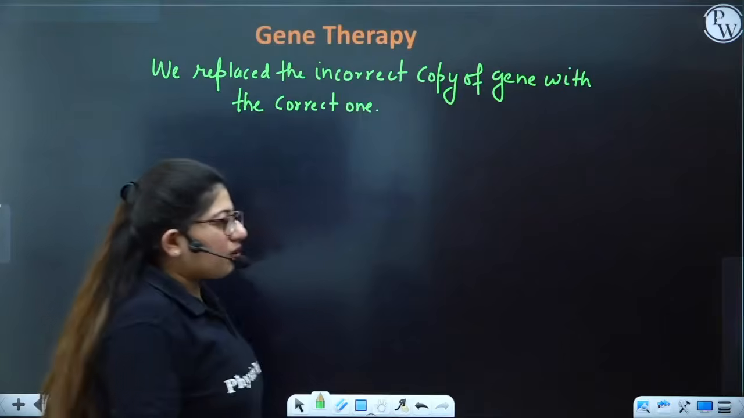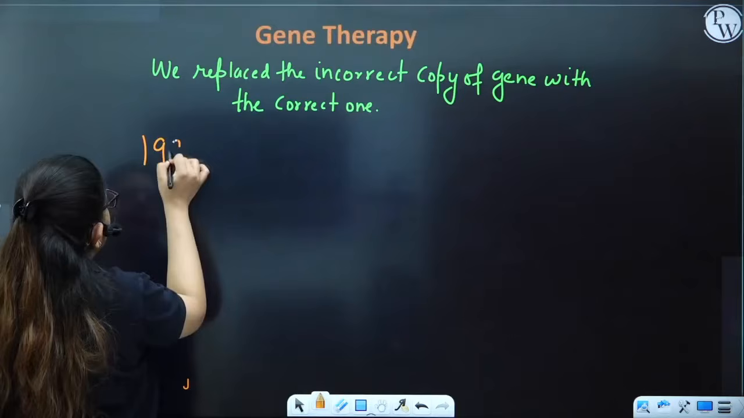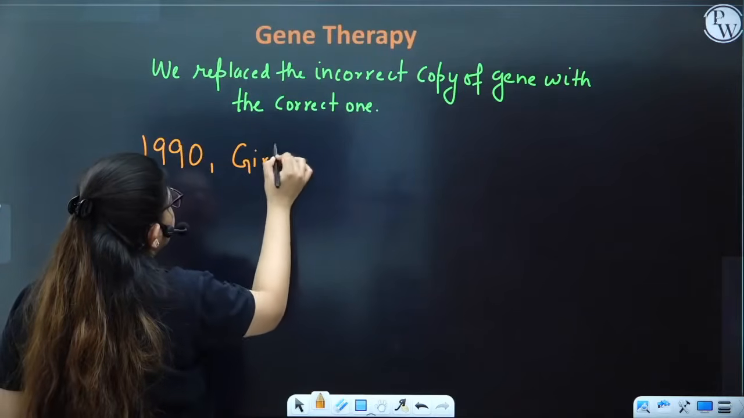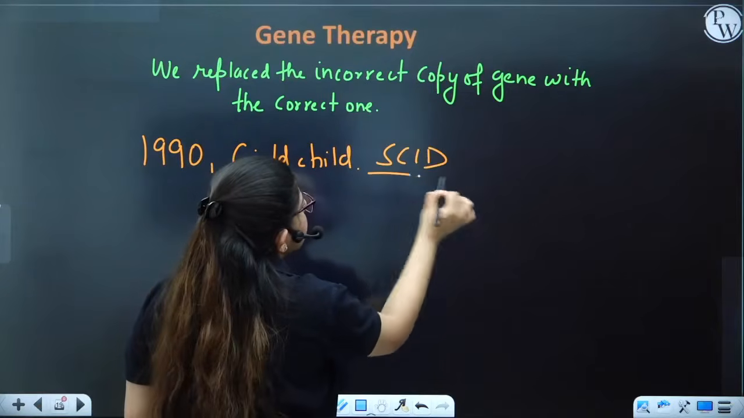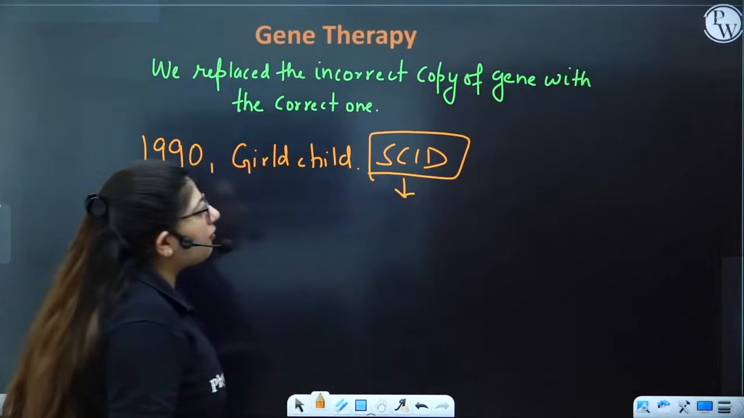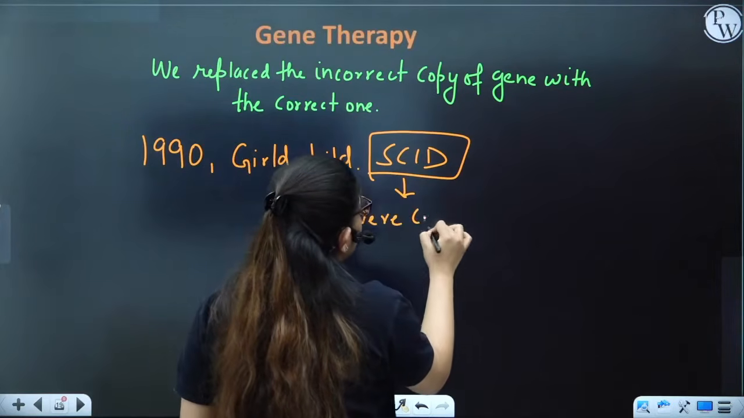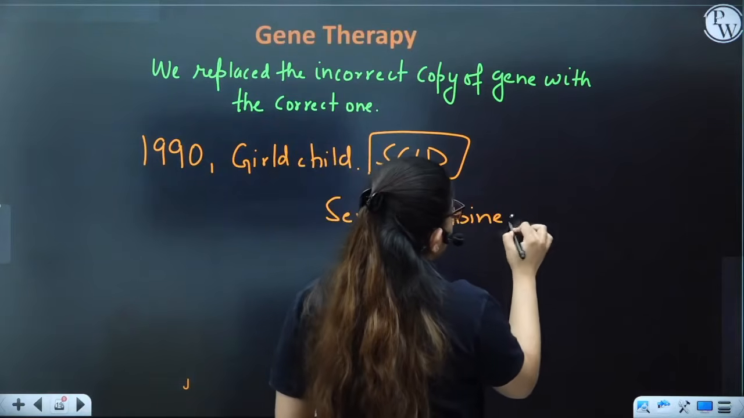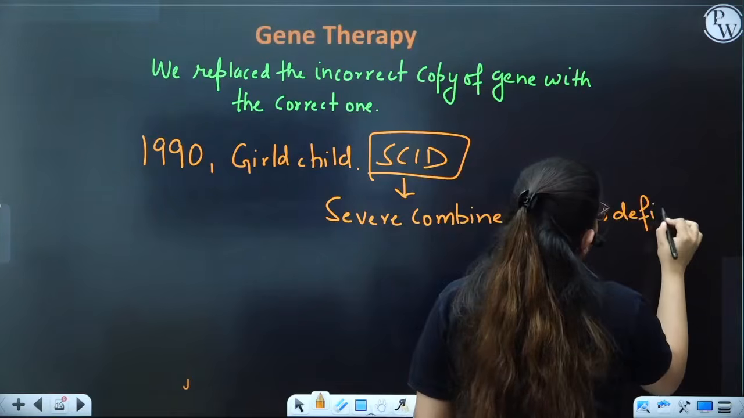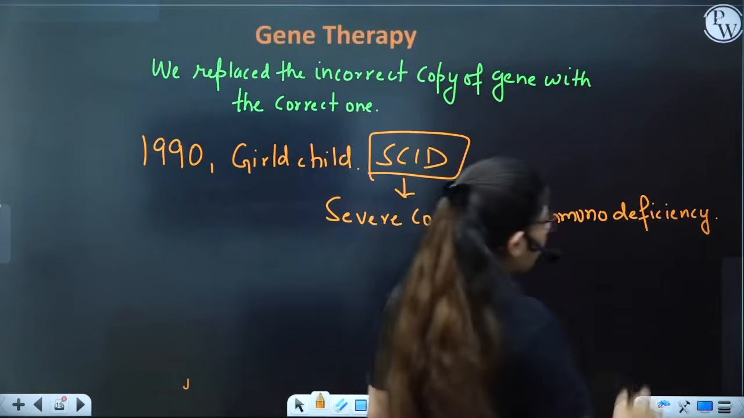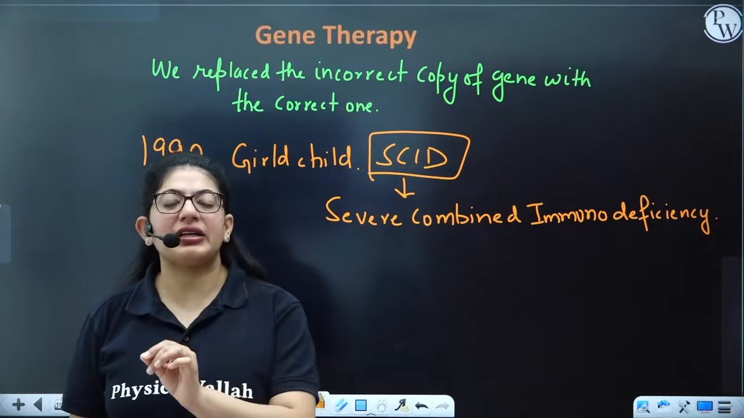Okay, in 1990, which year? 1990, there was a girl child. She was suffering from a disease known as SCID, severe combined immunodeficiency. It's a kind of disorder where the gene that forms an enzyme, adenosine deaminase, is damaged.